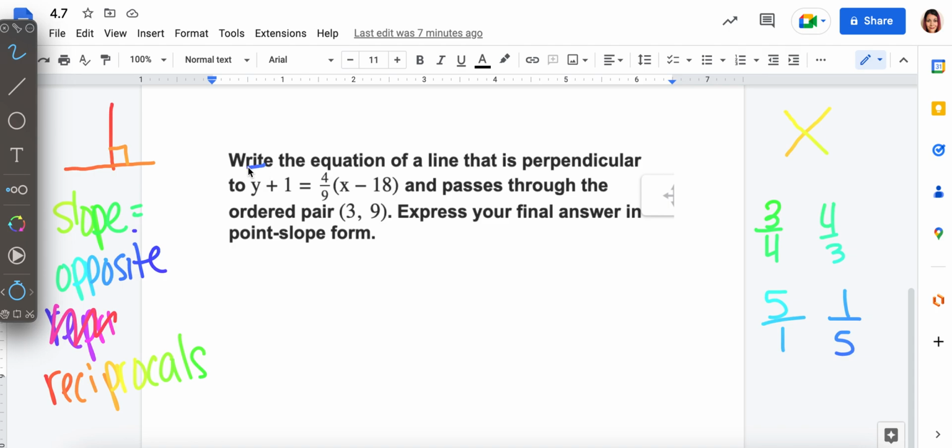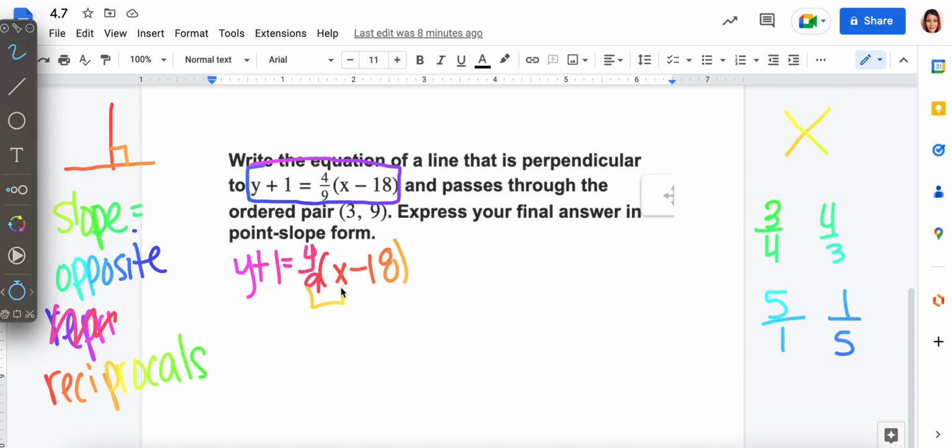Okay, so if you notice, this equation is not written in slope-intercept form. On any of these problems, you want to first translate the original equation into slope-intercept form. You don't have to, but it makes it a whole lot easier. So that's what I'm going to do first. So y plus 1 equals 4/9 x minus 18. I'm going to write this in slope-intercept form.